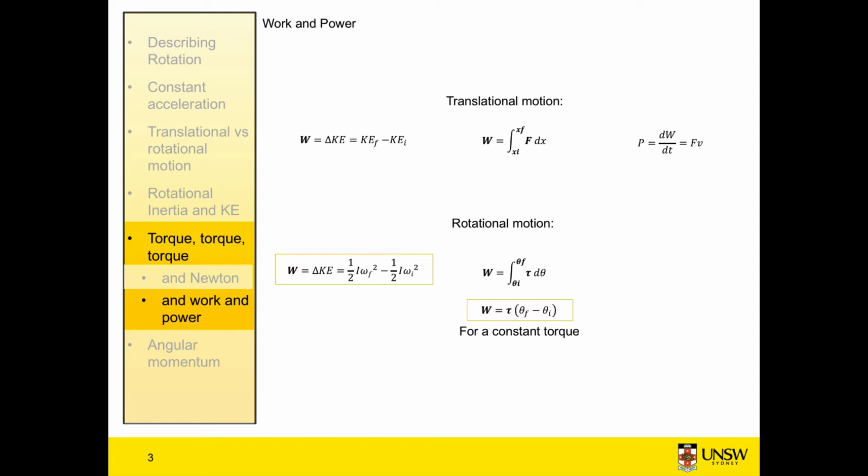And our final equation, for the power: our power is equal to the change in work over time. Taking this second equation for the work, we find that our power is equal to the rate of change of our torque times our angular displacement. For a constant torque, that gives us that we are depending on the rate of change of our angular displacement, which gives us that our power is equal to the torque times our angular velocity.